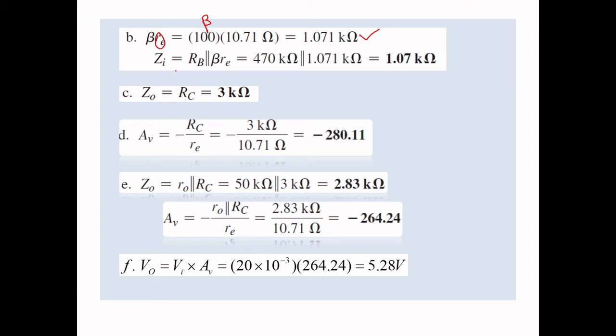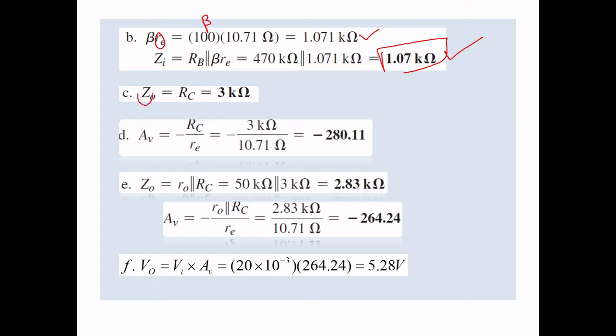Now, what will you get for ZI? That is RB parallel to beta RE. You will get RB 470 kilo ohm, which was given in the problem, parallel to 1.07 kilo ohm, and we will get 1.07 kilo ohm. That's it.